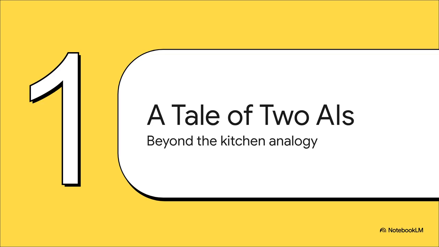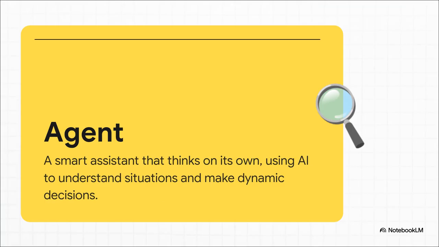Okay, first up, a tale of two AIs. We've got our kitchen analogy down, the chef and the recipe. Now let's go a little deeper and see what's actually powering these things under the hood. So the agent, the only word you really need to remember is dynamic. Hugging Face talks about this a lot. An agent is basically an autonomous system. It uses an LLM to figure out what you want, but then, and this is the key, it plans its own steps. It decides which tools to use to get the job done.